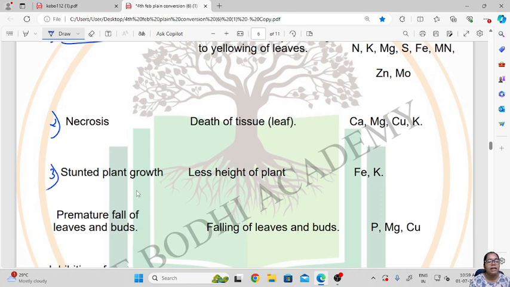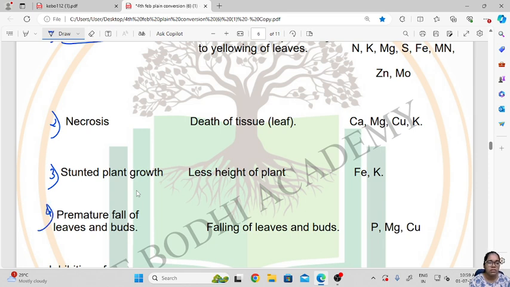Third one is stunted plant growth, that is less height of the plant. So plant is not able to grow, that is the height is not able to grow of the plant and it is becoming stunted and the height is less of the plant, and this is caused due to deficiency of element, that is iron and potassium.